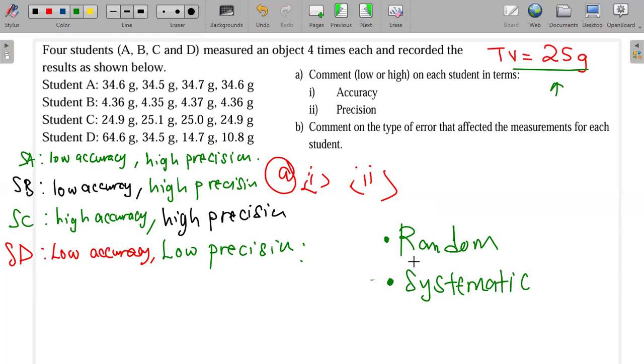Random errors are the errors that occur when in your measurements you have values that are both below the true value and above the true value. So, for example, if my true value was maybe 10 grams, and then I do 4 measurements, and my results show some values like 5 grams, maybe 4 grams, and then some other values, they show 12 grams and maybe 16 grams.